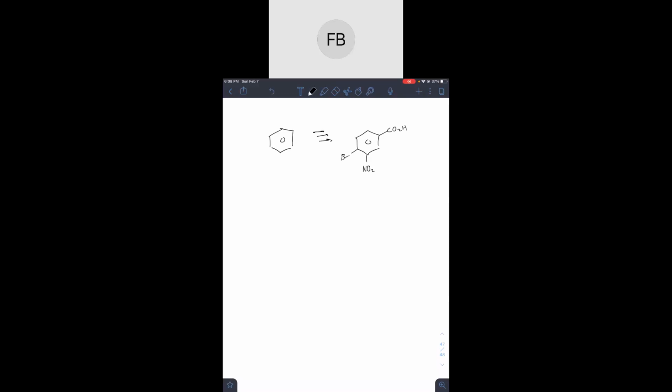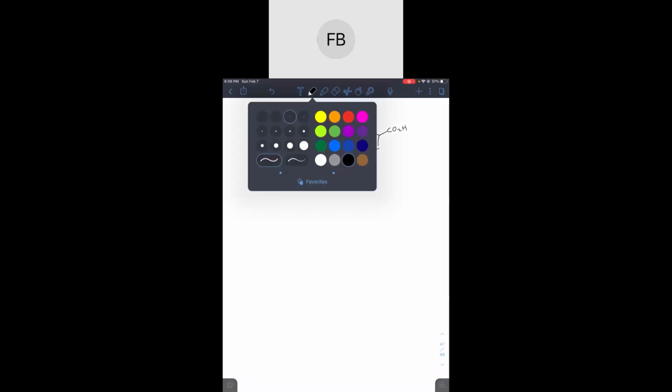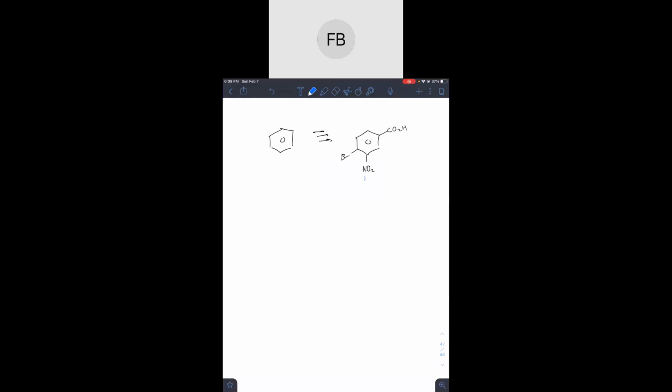So when I look at all of these 3, they all have something in common. Aren't they all deactivating? I'm not totally sure because I haven't memorized the sheet. Is CO2H deactivating? It is, yes. So they're all deactivating, but there are different levels of deactivation. Let's start with the most activating. The most activating would be Br, then the second would be this, and then the third would be this.